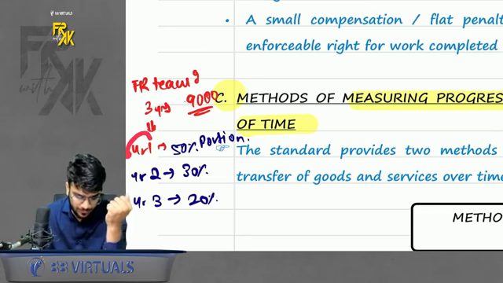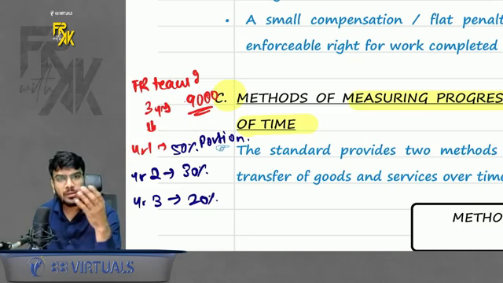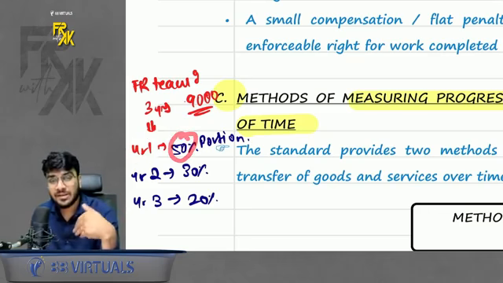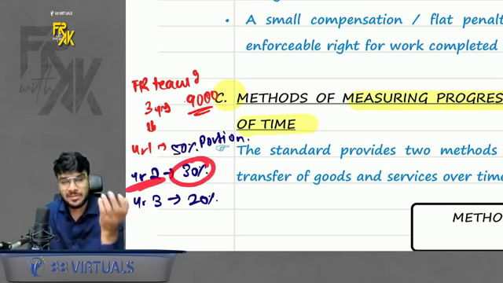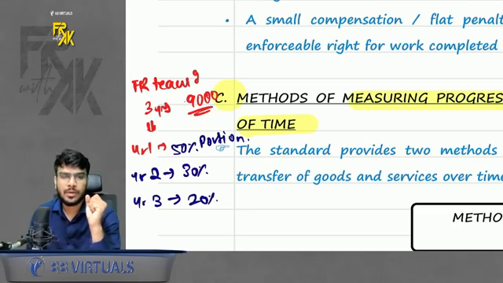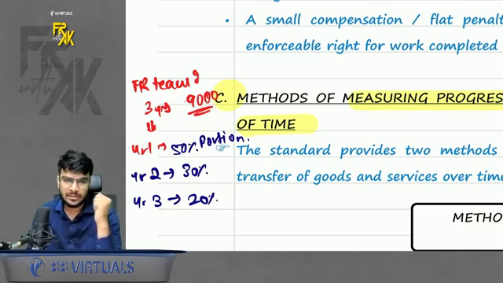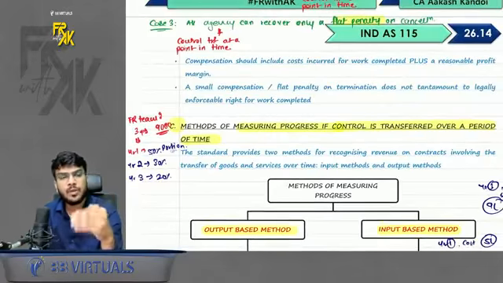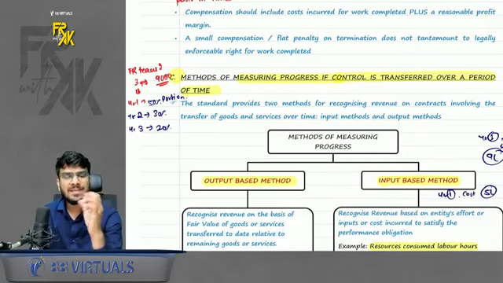If I tell you that in year 1, I taught 50% of the portion, that means in year 1, 50% revenue accrued. So book the revenue 50%. In year 2, if I taught 30% portion, book 30% revenue in year 2. In year 3, if I taught 20% portion, book 20% revenue in year 3. That means how much revenue you will book each year will not be the same.